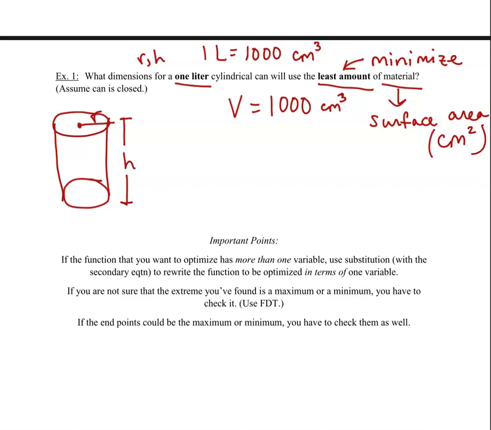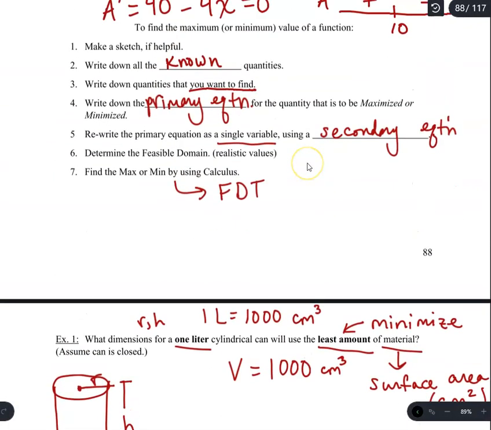So let's go with this information. Now let's get some formulas here. So what have I done? I made a sketch, and I wrote down the one known quantity, which was the 1,000 square centimeters. I want to minimize the surface area. So let's write down the primary equation.